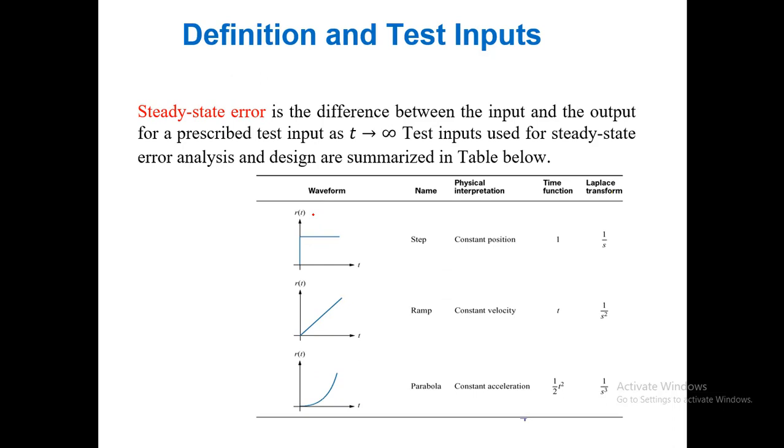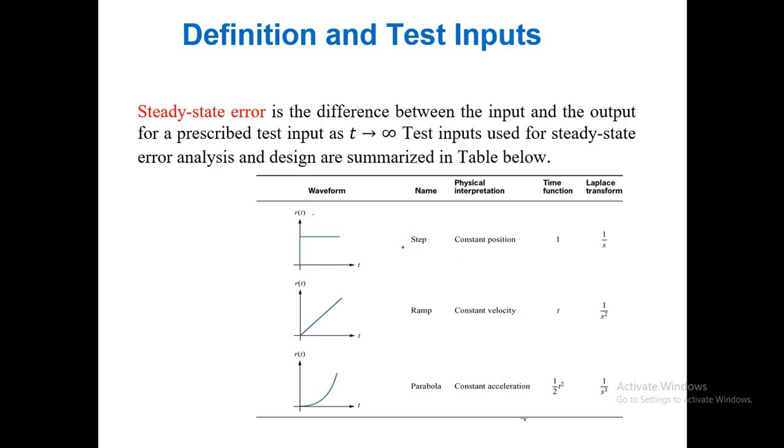Now let's talk about some of the definitions and the test inputs that will be used to check the error mechanism, how you can find the steady state error. The first thing you need to know is what the steady state error is. The steady state error is the difference in value between the input and the output for a prescribed test input. Prescribed means we already know the test input, and there are several test inputs that we already discussed in the previous lectures.